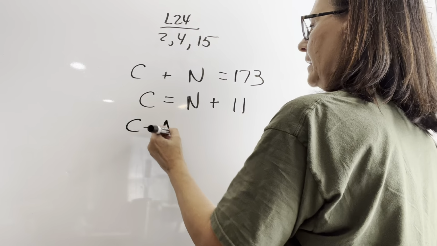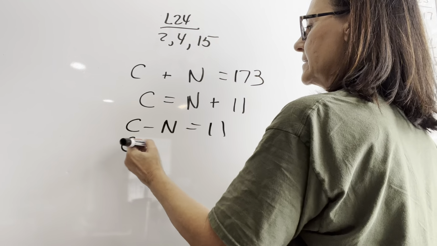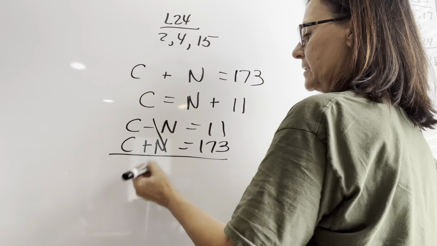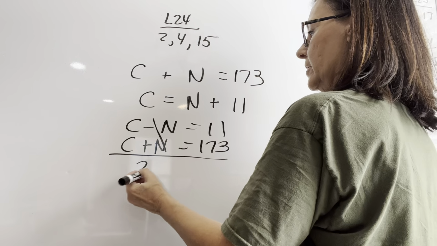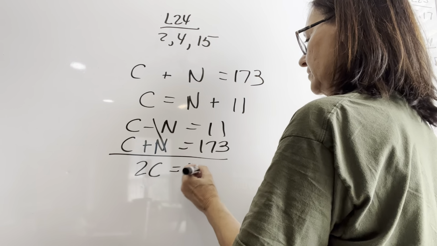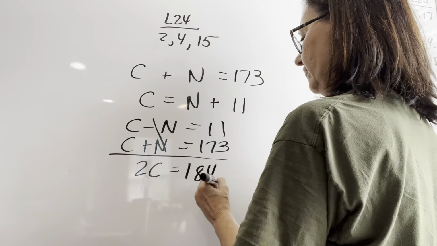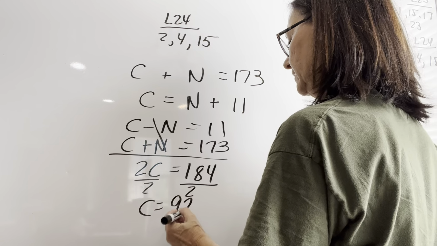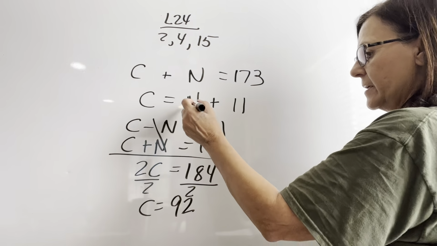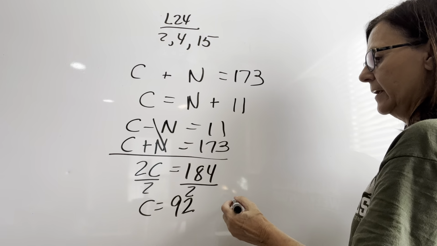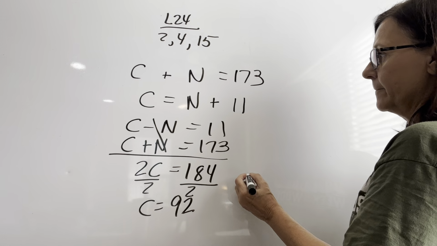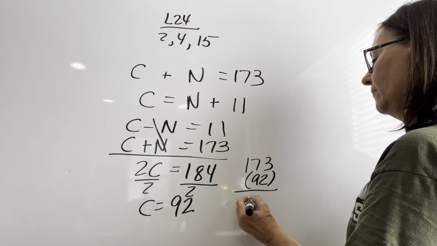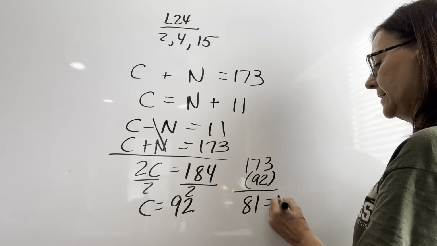So I have C minus n is 11, and C plus n is 173, and I'm going to add them because my n's eliminate. So 2C equals 184, divided by 2. What is that? 92. So if C picked 92, then we just take the 173 minus the 92, and what is that? 81. That's how many Nell picked.